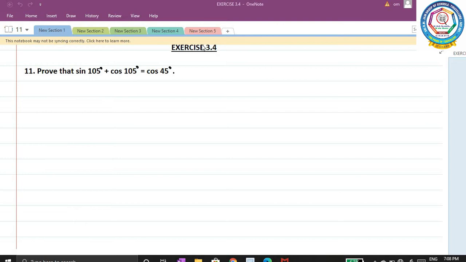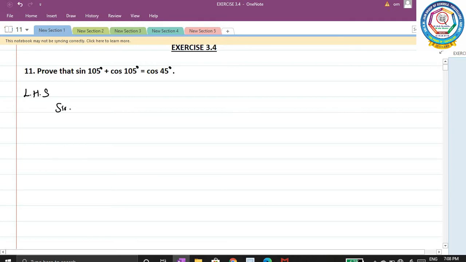Exercise 3.4 continuation. Sum number 11. Prove that sin 105 degree plus cos 105 degree equals cos 45 degree. We have to prove. Now I am going to take the left hand side. What is the left hand side?